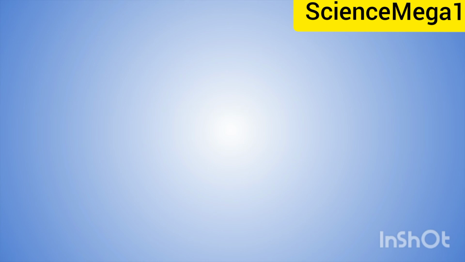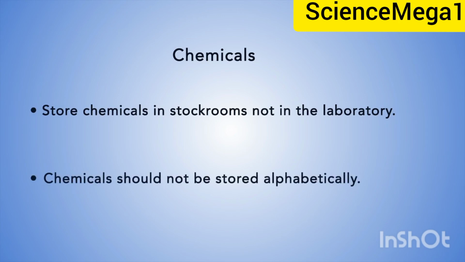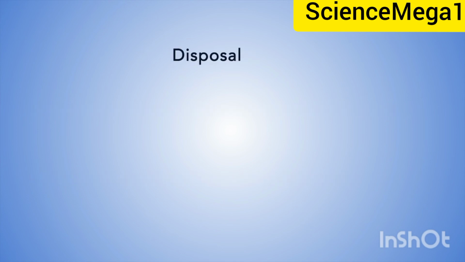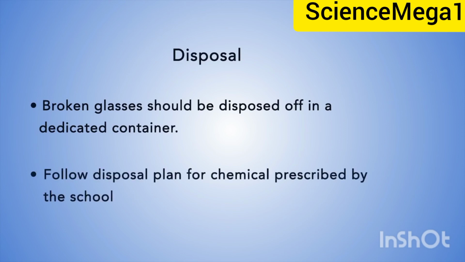Now let's look at chemicals. 1. Store chemicals in stock rooms, not in the laboratory. That is a place made for chemicals, not in the lab. 2. Chemicals should not be stored alphabetically. Now let's look at disposal. 1. Broken glasses should be disposed of in a dedicated container. 2. Follow disposal plans for chemicals prescribed by the school.